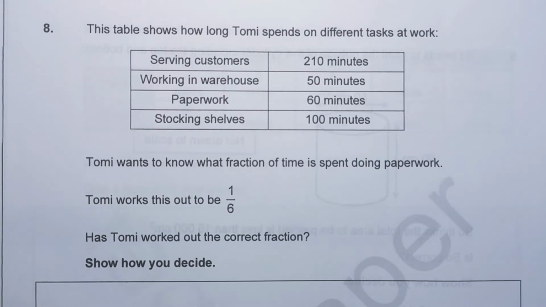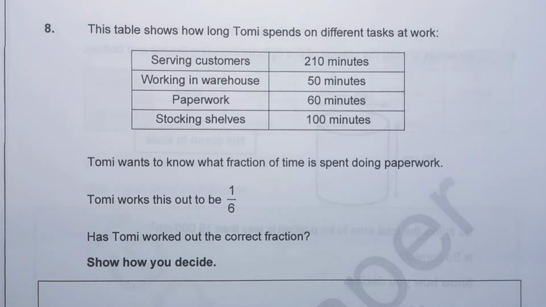Question 8. This table shows how long Tommy spends on different tasks at work. So serving customers is 210 minutes, working in warehouse 50 minutes, paperwork 60 minutes, stocking shelves 100 minutes. Tommy wants to know what fraction of time is spent doing paperwork. Tommy works this out to be 1/6. Has Tommy worked out the correct fraction?